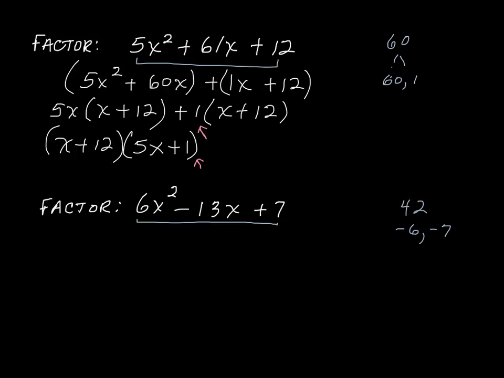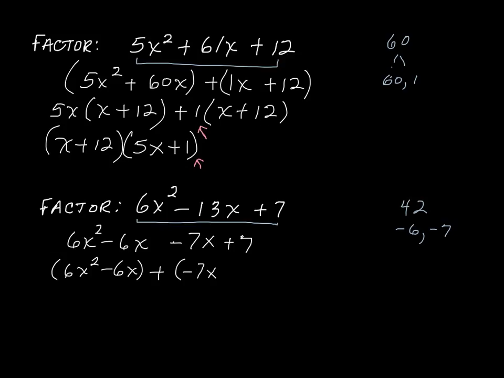So I want to come back, break up this 3-term polynomial into a 4-term polynomial. I'm going to put minus 6x, then minus 7x, plus 7. Okay? Then I'm going to rewrite it and group everything. 6x squared minus 6x plus, now keep the negative with the 7x. Okay?